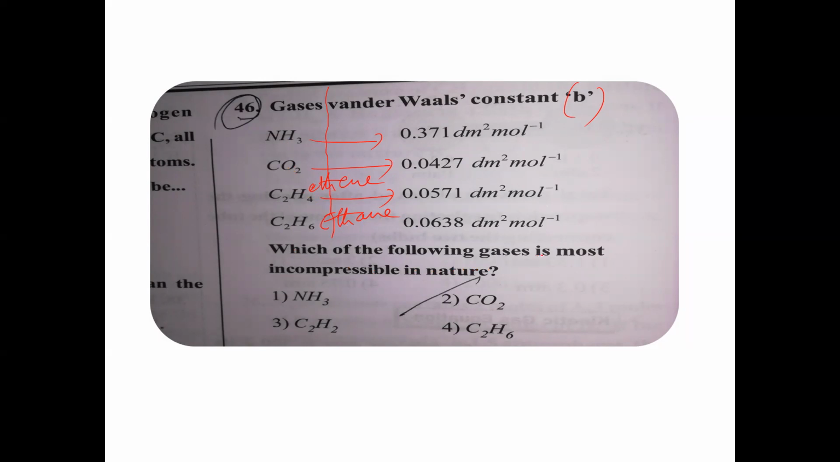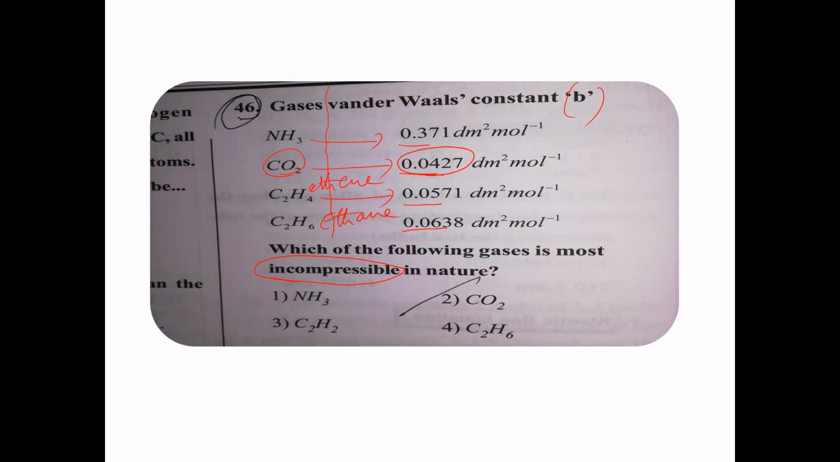Which of the following gases is most incompressible? Incompressible means what now here? Cannot be compressed easily. CO2, because the B value is very small here, 0.04, but here 0.05, 0.06, 0.3. So it is least value here. For CO2, B value is least. When B value is least, what happens? It cannot be easily compressed.